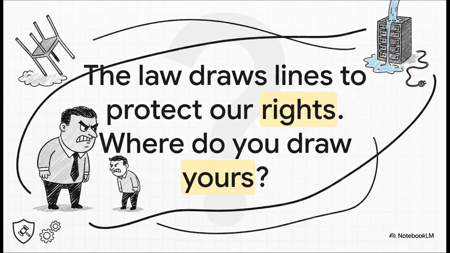So, from a simple prank with the chair to a server flooded with emails to an absolute monster of a boss, tort law is really all about drawing lines. It's about protecting our rights to our bodies, our property, and our peace of mind from intentional invasion. It forces us, as a society, to decide what kind of behavior is acceptable and what's just not. And that really leaves us with a final question to think about. Knowing where the law draws its lines, where do you draw yours?